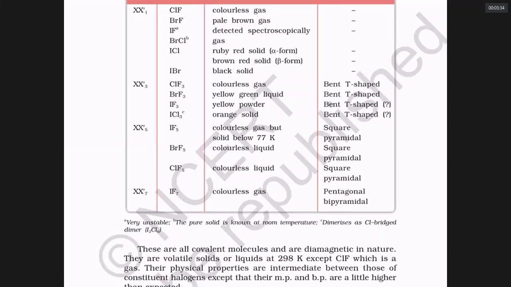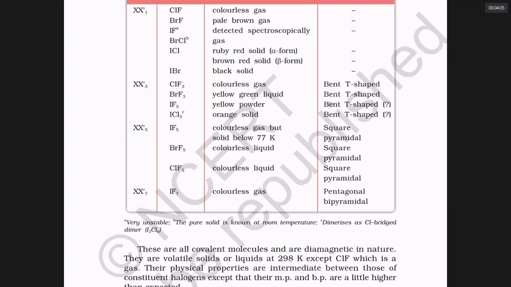Notice the shape of XX'7: IF7 is pentagonal bipyramid. The hybridized state of the central atom is sp3d3. XX'5 is an AB5E1 type molecule. Hybridized state is sp3d2. Square pyramidal is the shape. So the last one is pentagonal bipyramid. The last but one is square pyramid. The second one is T-shape. The first one is essentially linear.